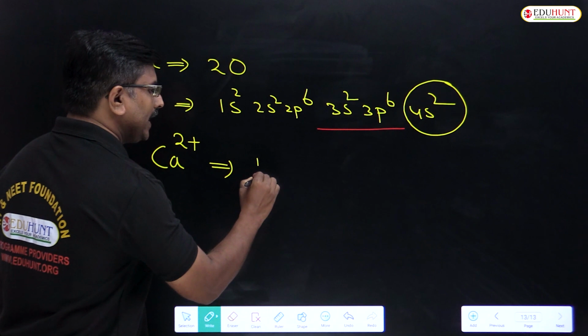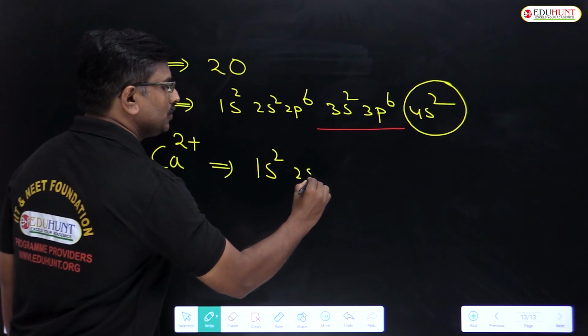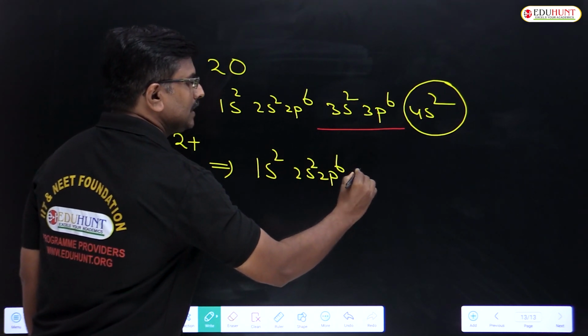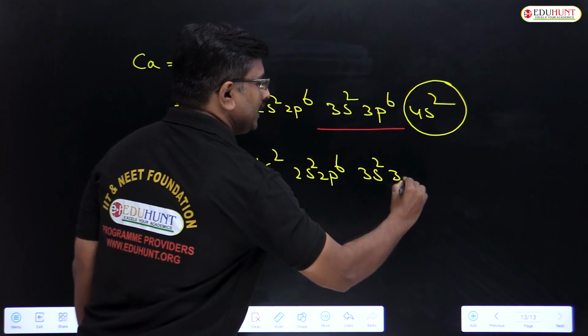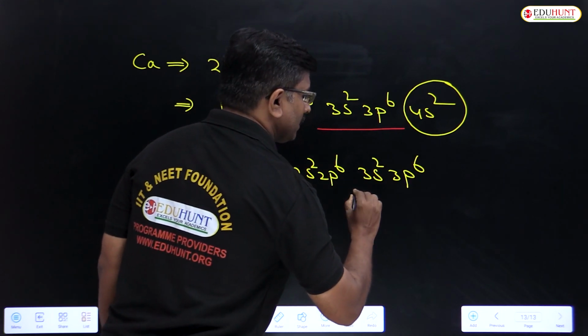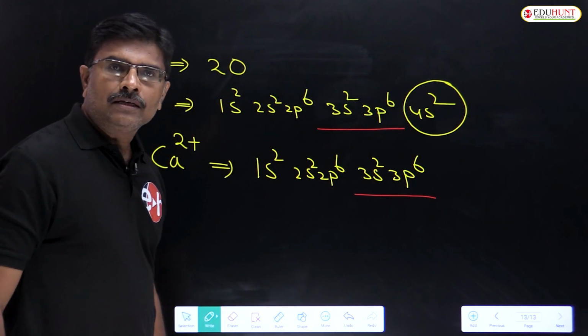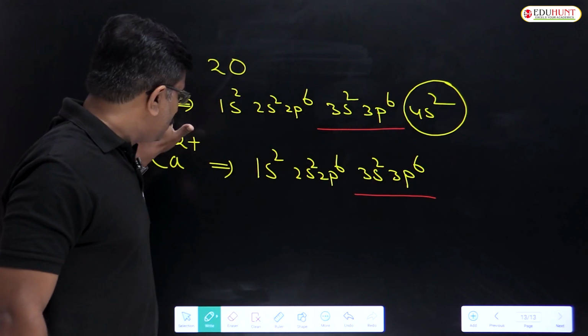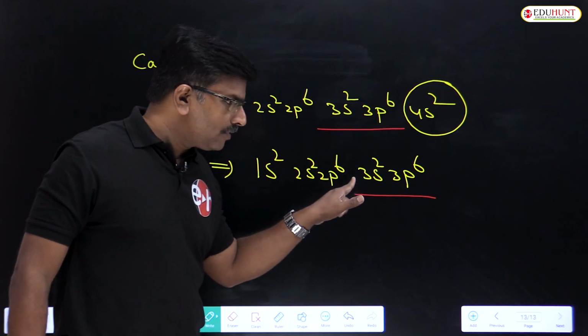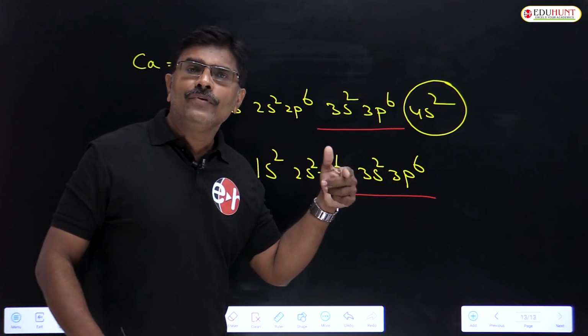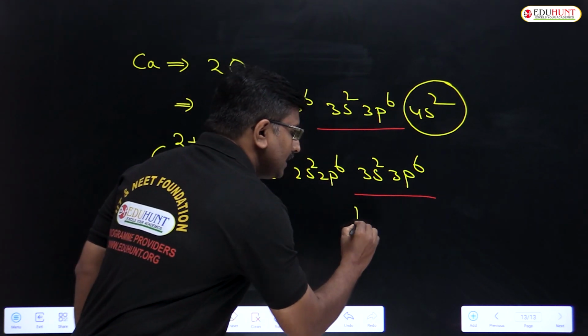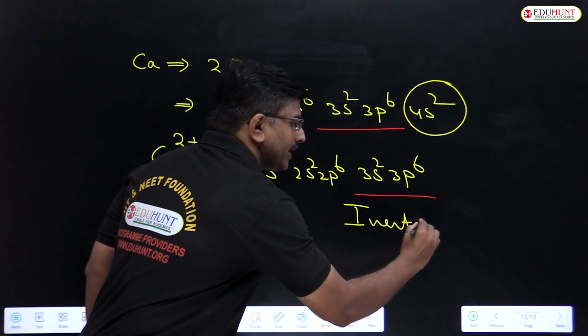So now its configuration is 1s2 2s2 2p6 3s2 3p6. Please observe all of you. This is the octet configuration. Soon after losing those 2 electrons, calcium acquires the octet configuration, which we call the inert gas configuration.